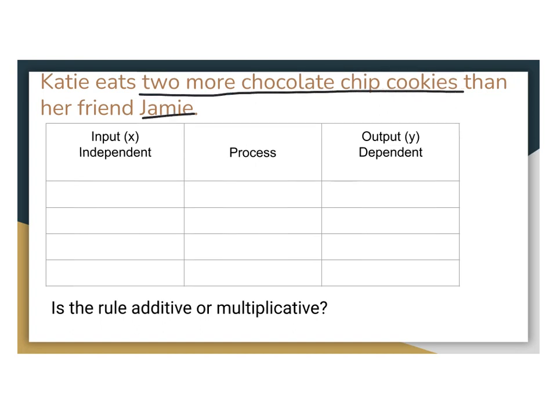So I know this is Katie. Actually, it's not Katie. The independent variable is Jamie because Jamie's the one that's determining how many Katie's gonna eat. So usually the independent variable would be the second part of it. So Jamie is first. So if Jamie eats 0 cookies, Katie's still gonna eat 2.